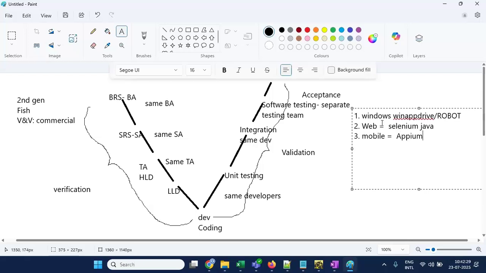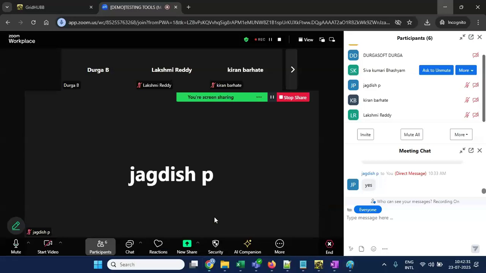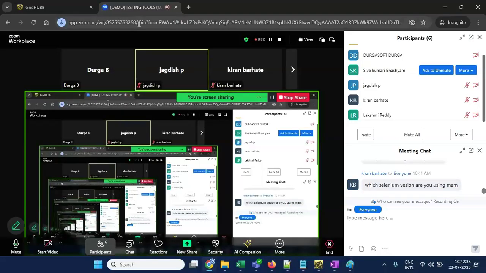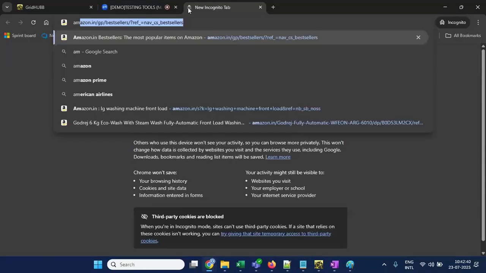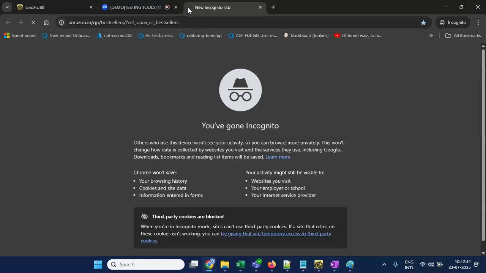For example, if you are using the same Zoom app and accessing it as a URL in a browser, this is a website application. Zoom.us or amazon.com, these are all website URLs, website applications.